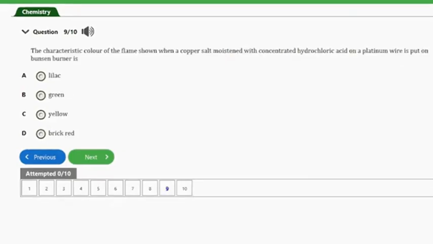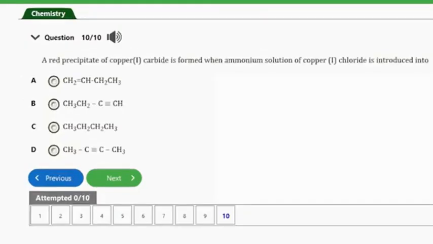So let's consider the next question, question number 9. The characteristic color of the flame shown when a copper salt moistened with concentrated hydrochloric acid on a platinum wire is put on a Bunsen burner is A. lilac, B. green, C. yellow, and D. brick red. So guys, the answer to this question is option B here, green. It's a green flame because the flame test on copper actually gives a bluish green color. So that's it for that question. So let's consider the next and the last question here.